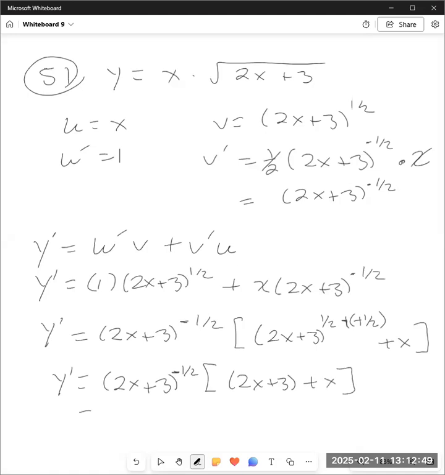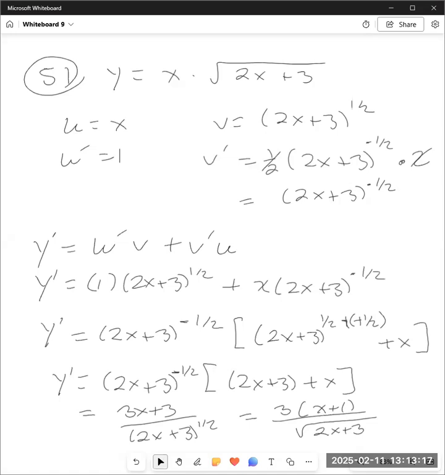So that's going to give me a numerator of 3x plus 3 and a denominator of (2x + 3) to the 1/2 power, or I have 3 times (x + 1) over the square root of 2x plus 3.